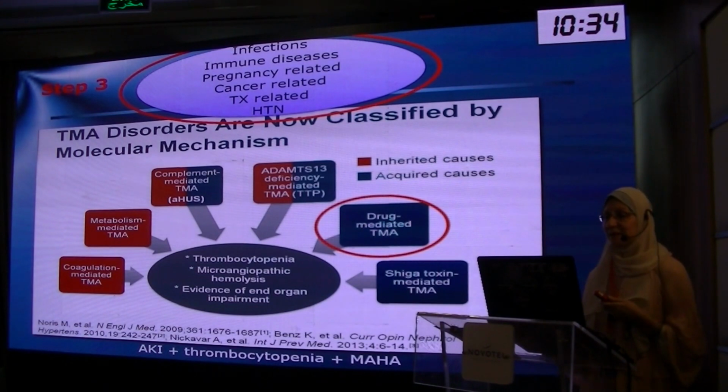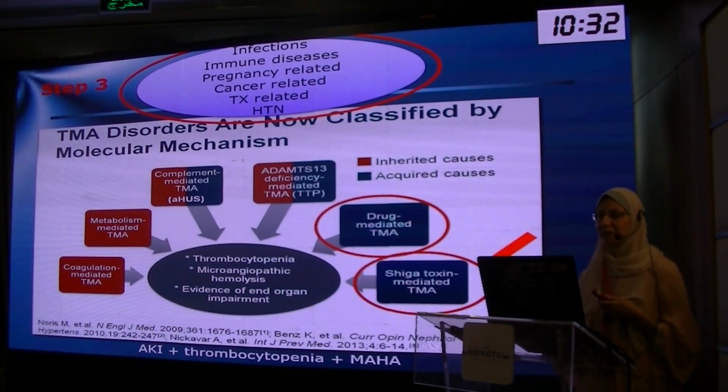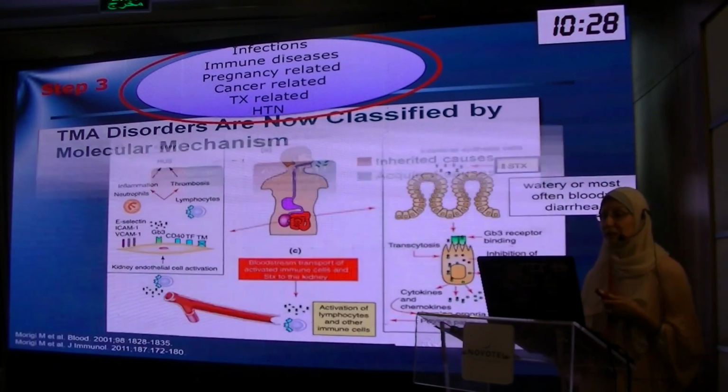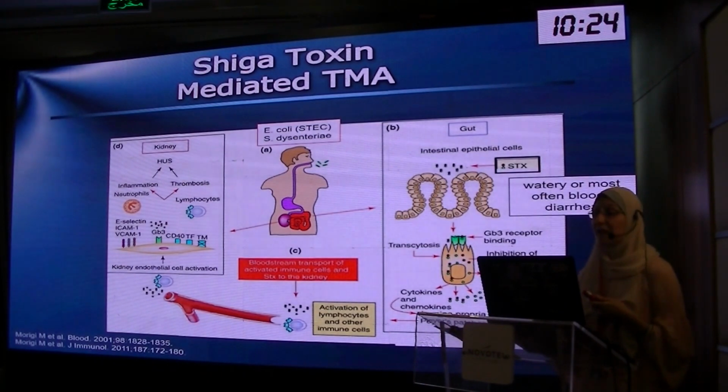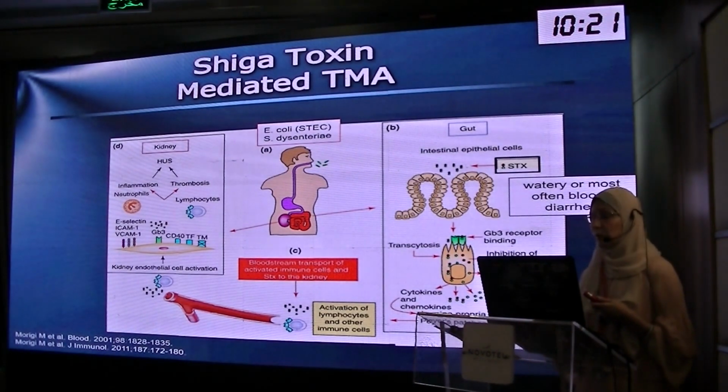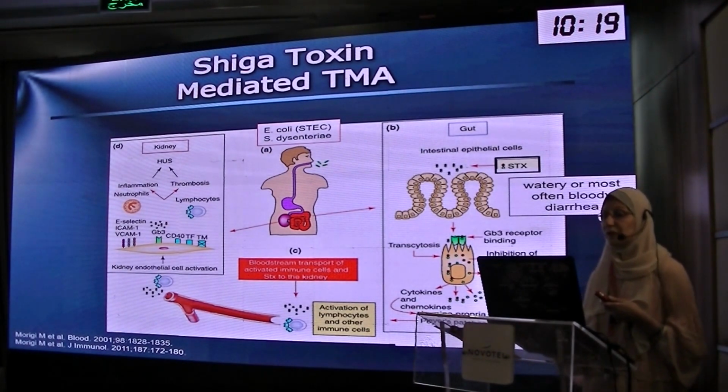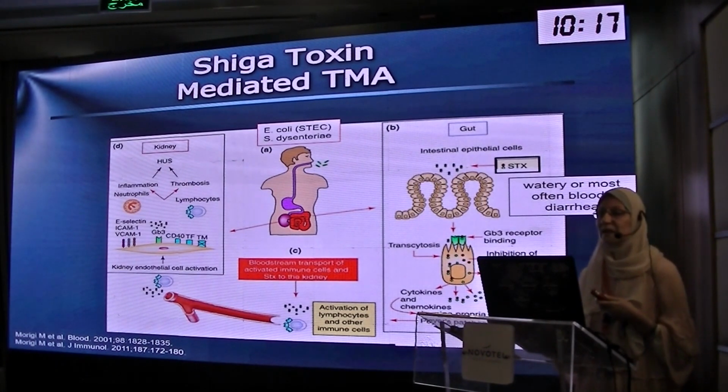But then the third step is going to be to exclude Shiga toxin-mediated TMA. This can also be excluded from the history, because in this case, it usually affects children but can affect adults. It produces watery or bloody diarrhea due to Shiga toxin-producing E. coli and Shigella dysenteriae.